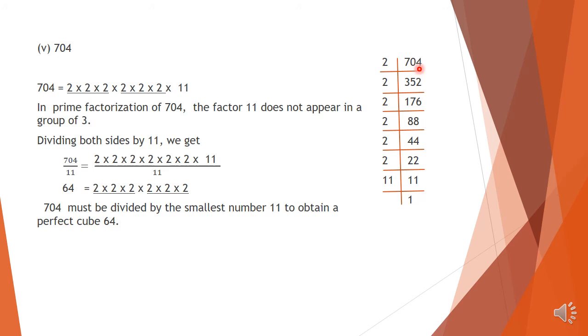In 4 we have 2 2's are 4. So we write here 2. So the number is 352, and it is an even number. So we write here 2. In 3 we have 1 2. 1 2 is 2. 3 minus 2 is 1. 1 and 5 makes 15.